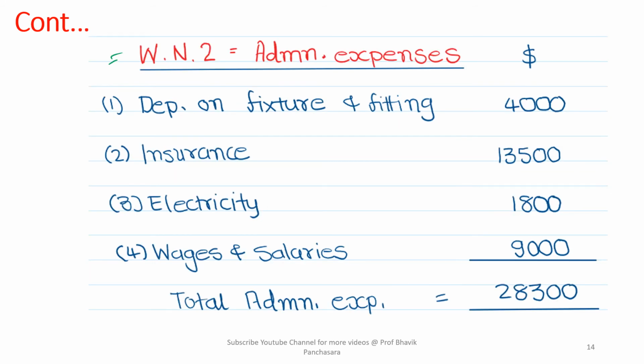So now we have all these four amounts of working note 2, administrative expenses. So here depreciation is 4,000, insurance amount 13,500, electricity 1,800, and wages and salaries are 9,000. So total of all these four amounts are total administrative expenses, which are 28,300.